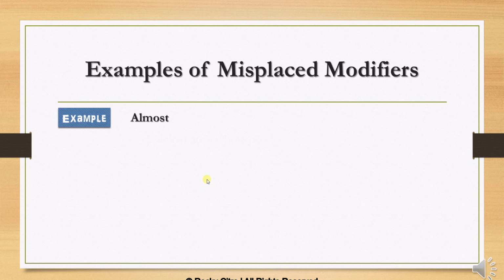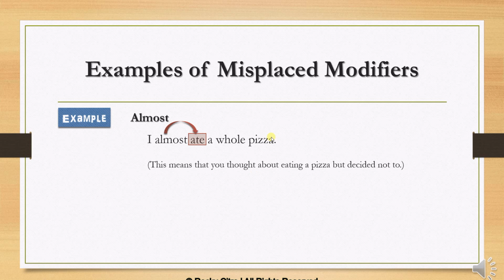Another word that's commonly misplaced is the word almost. I almost ate a whole pizza. Again, we speak in misplaced modifiers so frequently that this sounds perfectly fine when you first listen to it. But let's take a closer look. The word almost modifies the word that comes right after it, which is ate. And so what this means is that you thought about eating a whole pizza, but you decided not to. That might even mean that you didn't eat any pizza that night. To fix this, we have to switch our word order. Just by moving the word almost after the word ate, now it modifies the next element in the sentence, which is a whole pizza.